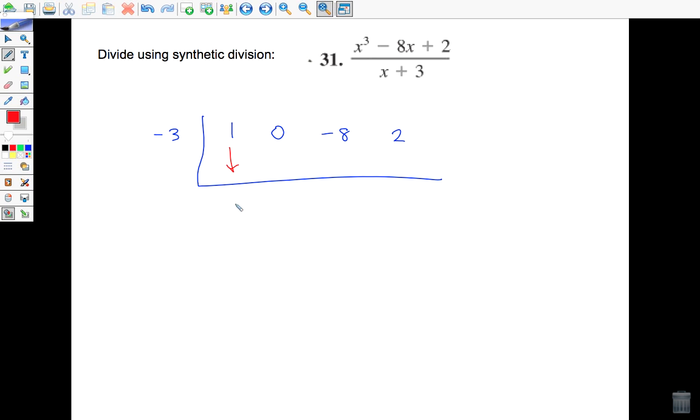Okay, once again, bring down the 1. 1 times -3 is -3, and then we're going to add. So 0 plus -3. Okay, and then -3 times -3 is 9. We add these together and get 1. And then 1 times -3 is -3. And 2 plus -3 is -1. Okay, so when I divide, this is my x squared term. This is my x term. This is my constant. And this is my remainder.